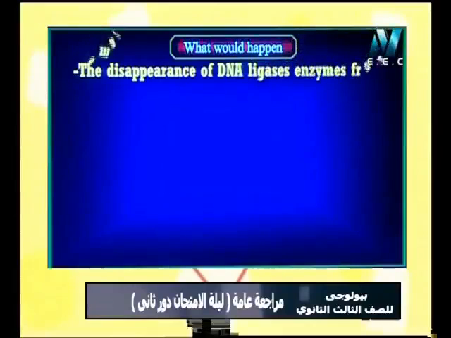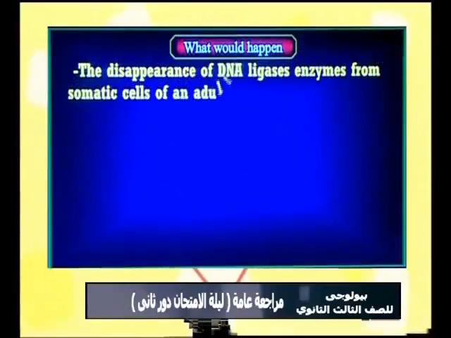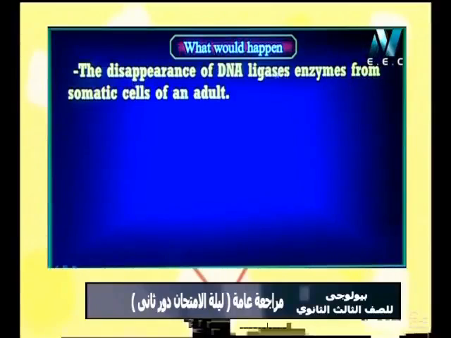السؤال اللي بعد كده بيقول لي what would happen in each of the following، وبعدين بيقول لي disappearance of DNA ligase enzyme from somatic cells of an adult. خلي بالك هو عايز يقول لك لما يقول لك disappearance او absence للانزيم الفلاني، يبقى هو بيسألك هو انت فاهم الفانكشن بتاعت دي ولا لا. لما يقول لي DNA ligase enzymes دي اللي بتعمل repairing the damaged parts of DNA.